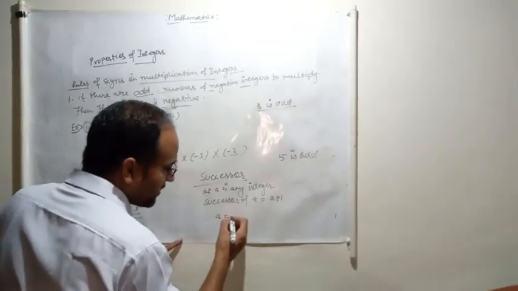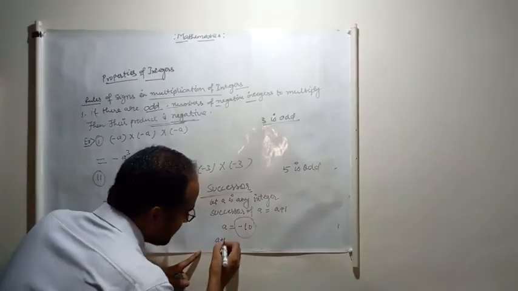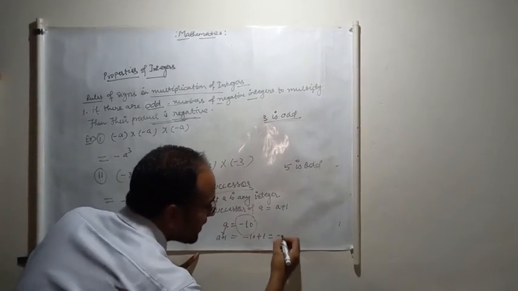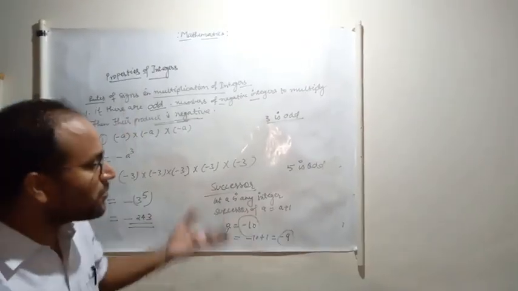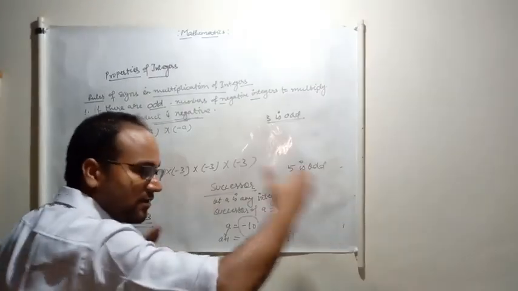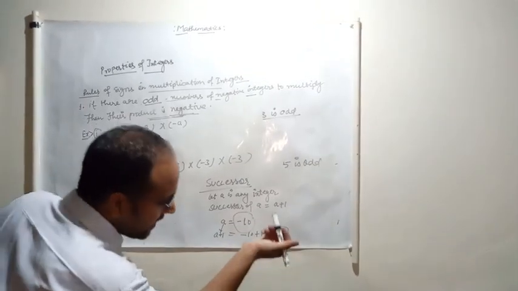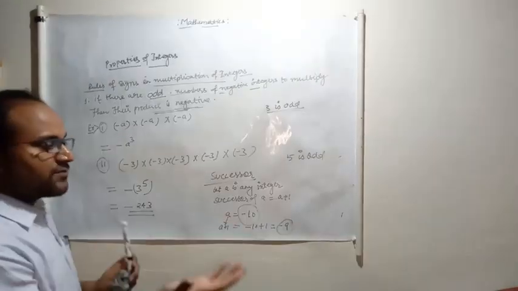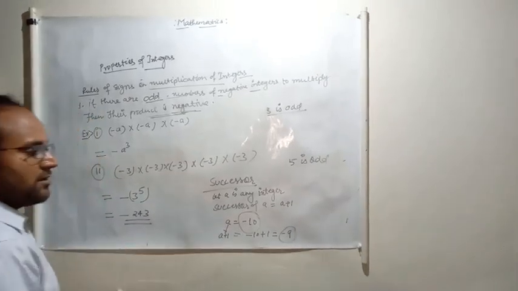Suppose I have taken a equal to minus 10. What is the successor of minus 10? It is simple: a plus 1 is the successor of a. So minus 10 plus 1, if you add this, you get minus 9. Minus 9 is the successor of minus 10, meaning the successor is always on the right side, in the right direction on a number line. So minus 10 is less than minus 9, and minus 9 is greater than minus 10. So successor is very easy. If you add 1 to any number, you get the successor of the given integer.